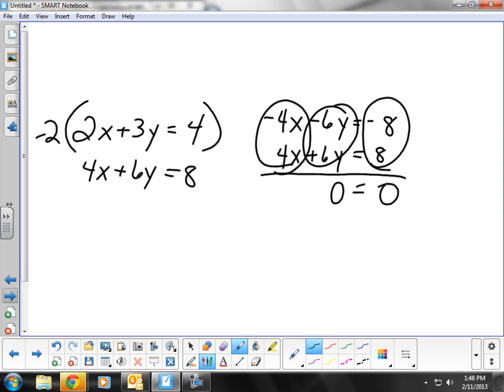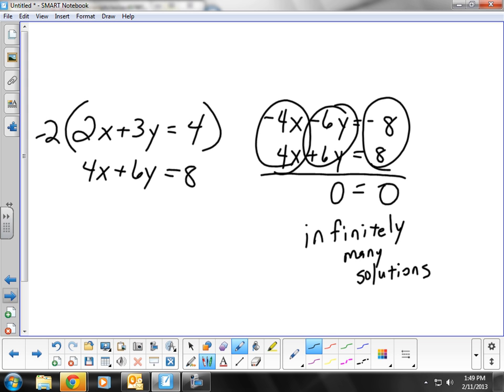Okay? When you get that 0 is equal to 0, that means that you have the same line in disguise, so you have infinitely many solutions. Okay? All the points that satisfy the equation 2x plus 3y equals 4. Infinitely many solutions, yes. That's what you're going to write.